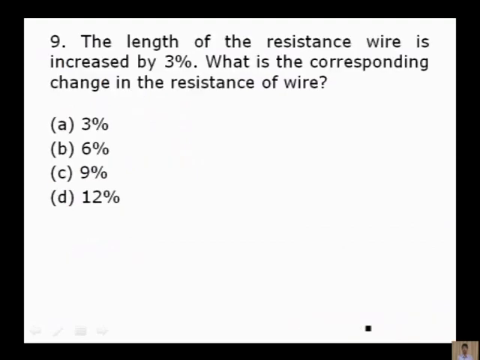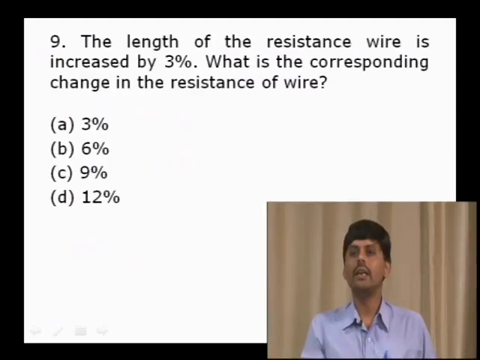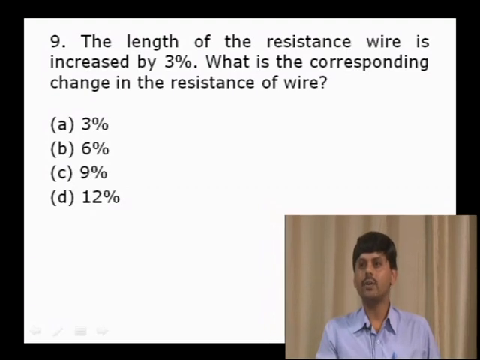Question number 9. The length of the resistance wire is increased by 3%. What is the corresponding change in the resistance of the wire? Here are the options: A, 3%; B, 6%; C, 9%; D, 12%. I have already discussed the same problem in the synopsis.